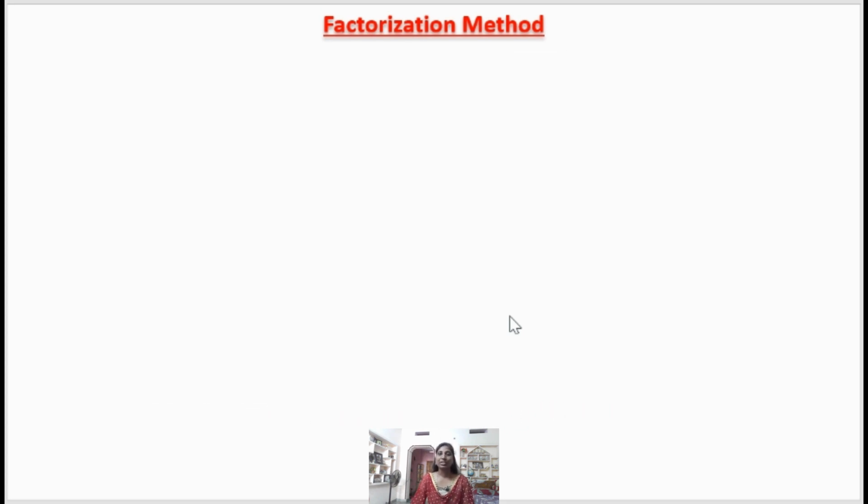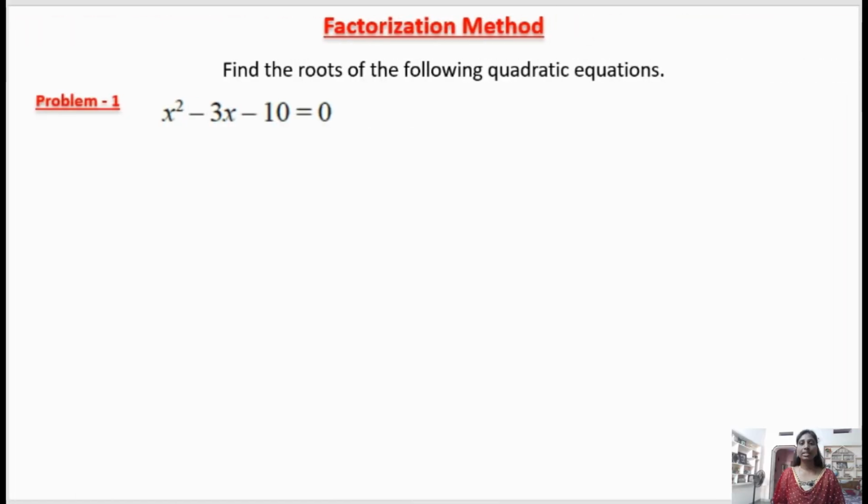Today we are going to learn a new topic from quadratic equations. So let's get started. Here we have question number 1. Find the roots of the following quadratic equation: x square minus 3x minus 10 is equal to 0.